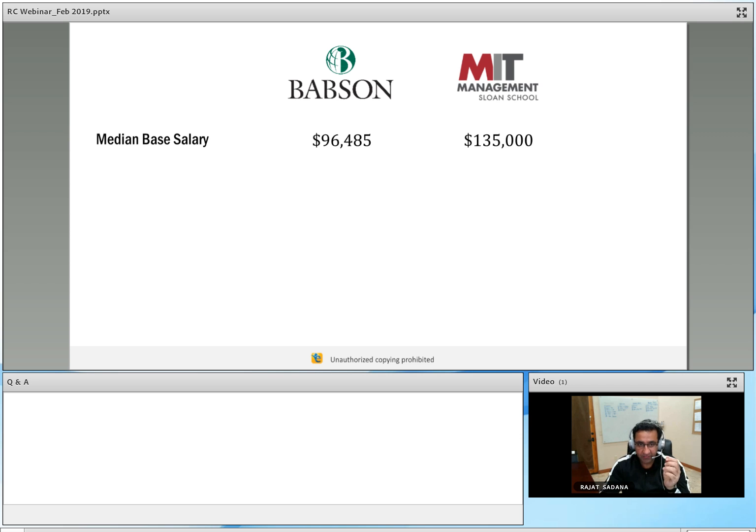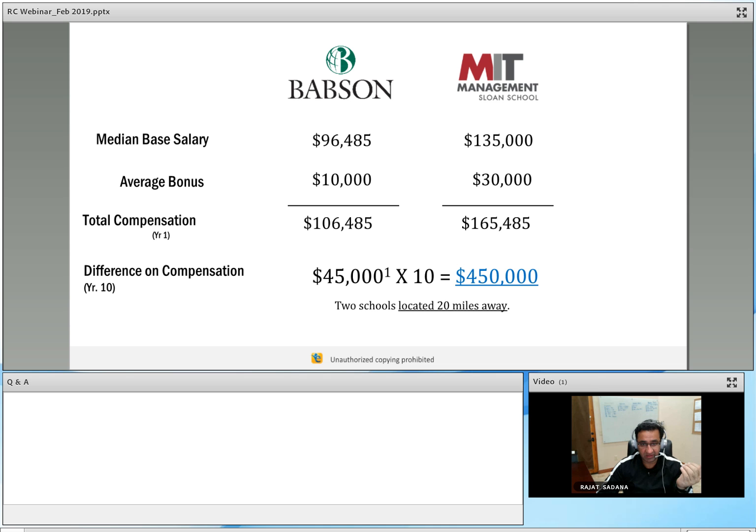And so you look at their starting salaries today, the median base salary from MIT versus Babson, there's a delta of close to $40,000. But when you add the sign-on bonus, the delta increases to about $60,000 overall. Now, even if we take the delta to be $45,000, because the sign-on bonus is not every year, you do it over a 10-year basis, and you say that delta remains constant, it leads to about $450,000.